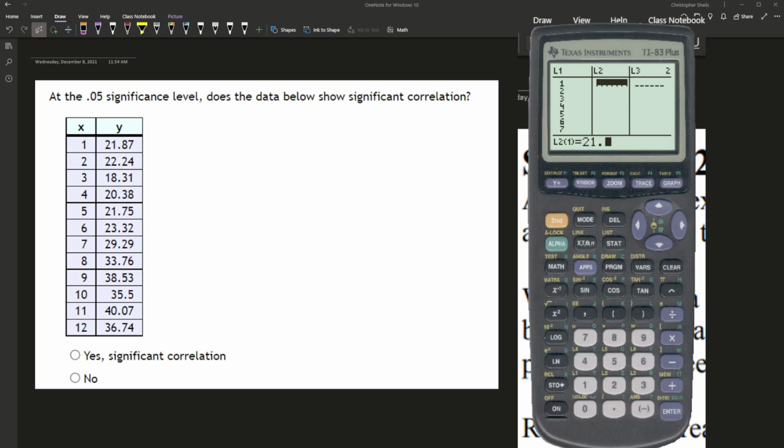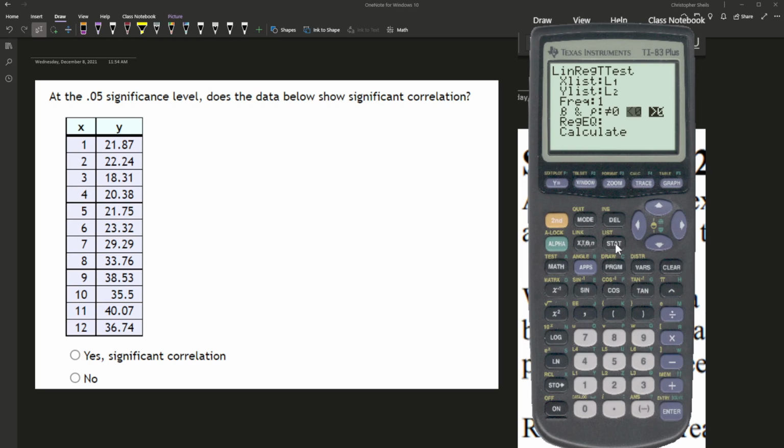And for L2, we type in L2. Almost made a mistake there. And we're going to go to stat, tests, LinReg t-test. L1 is xlist, L2 is ylist.